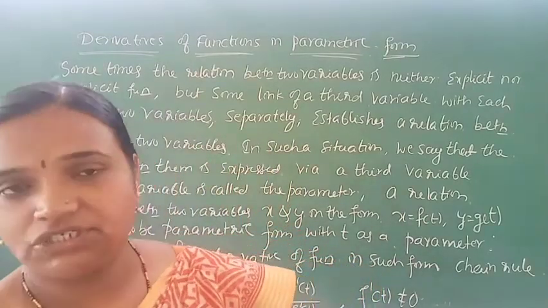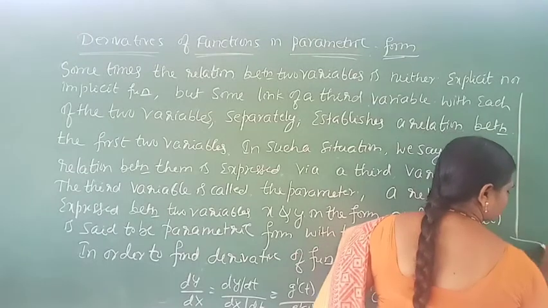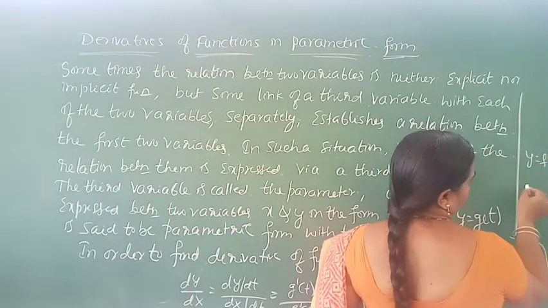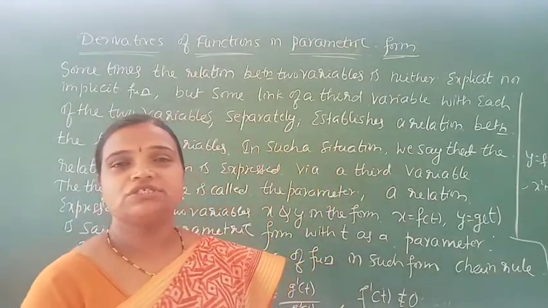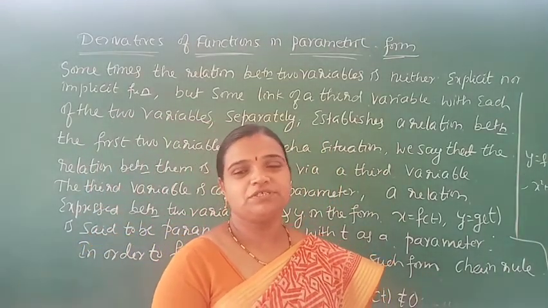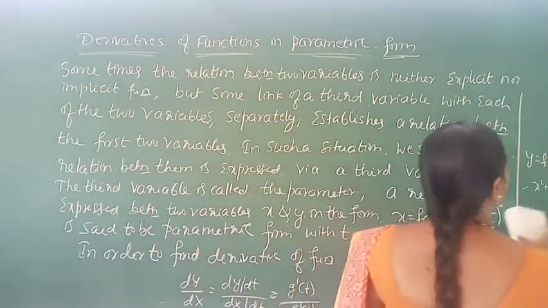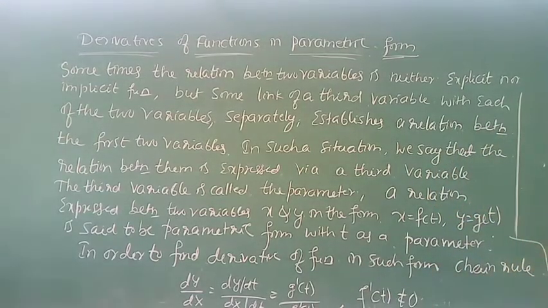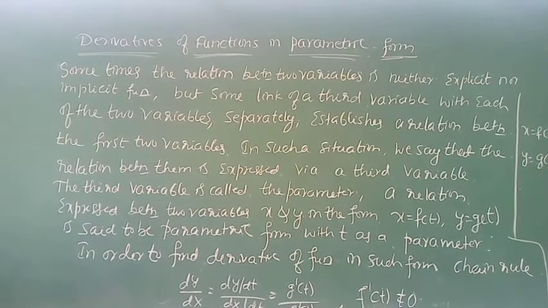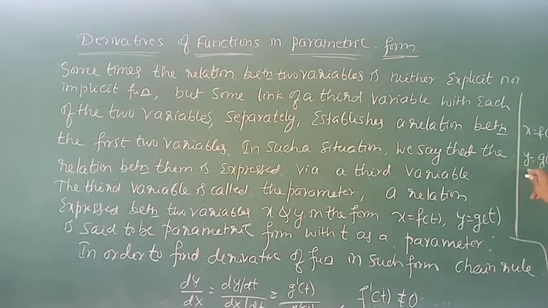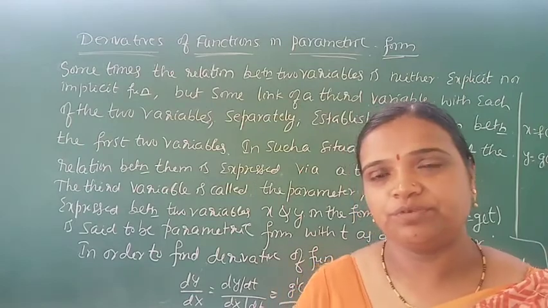So see, if the function cannot be expressed as y equal to f of x or x square plus xy plus y square equal to 0, meaning the function is neither an implicit function nor an explicit function, and the function depends upon another variable t, that is x is f of t, y is g of t, meaning both x and y depend upon the third variable t, that one we call parametric form. Did you understand?